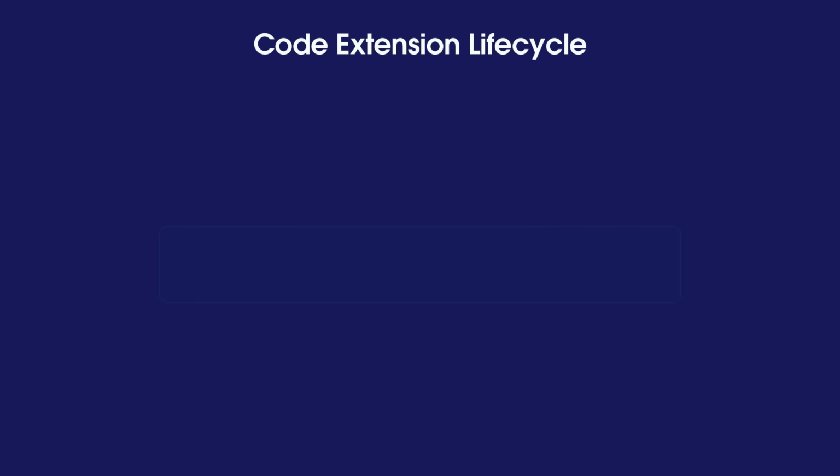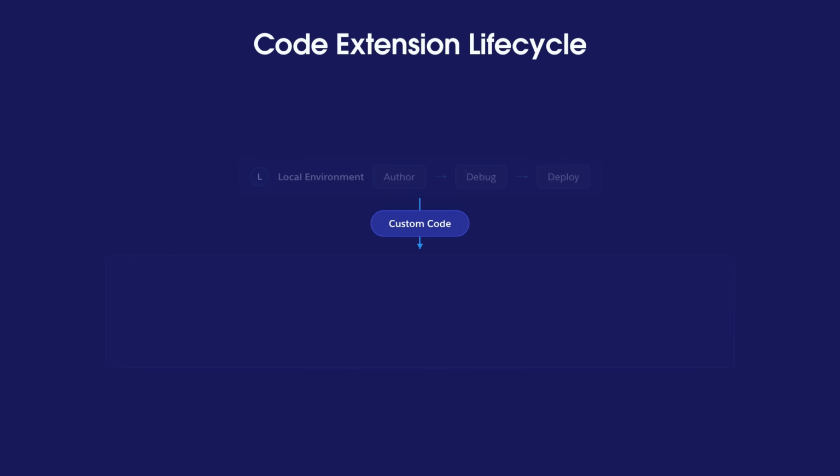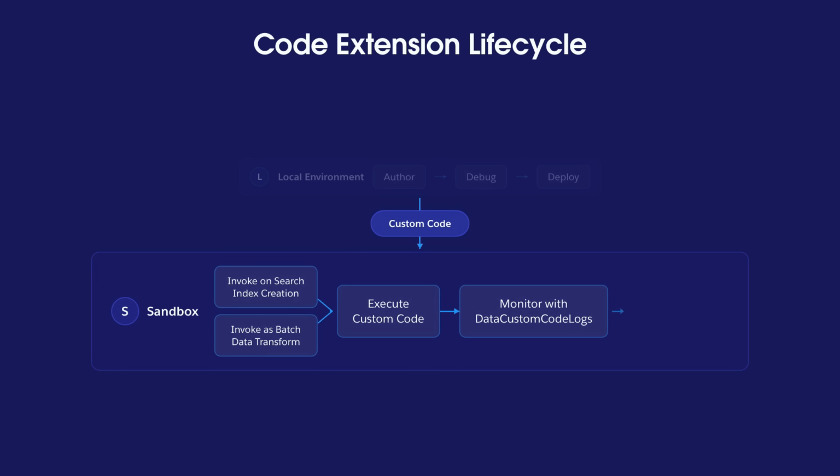Whether you are building a Python script for a batch data transform or a function for custom search index chunking, the development lifecycle looks exactly the same. It all starts in your local environment. You use your favorite IDE and the Code Extensions SDK to author and debug your Python logic locally. When you are good with it, you deploy it to your sandbox and invoke it from data transforms or during search index creation. You debug the execution logic using the Data Custom Code Logs DLO.